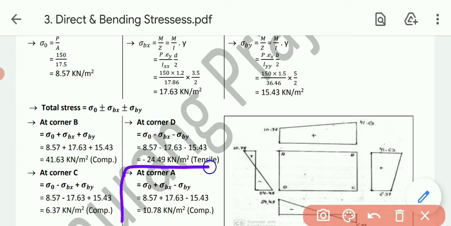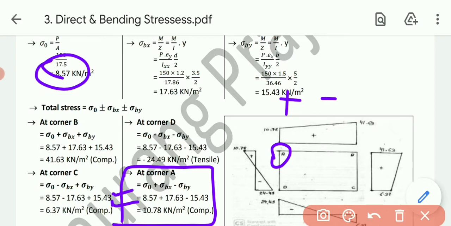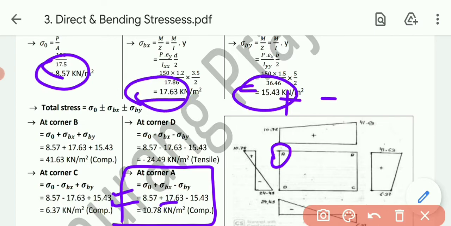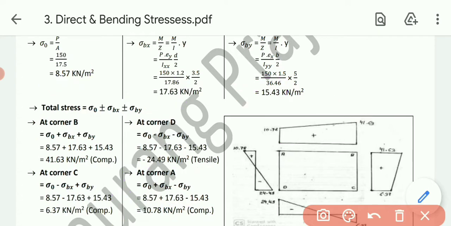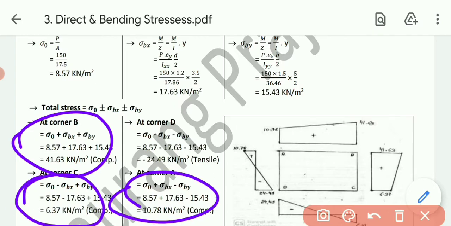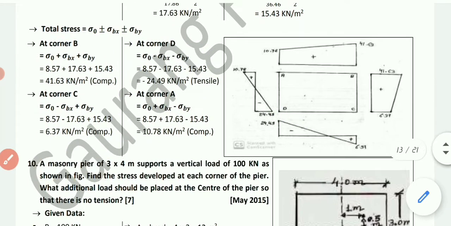And lastly at corner A, that means fourth quadrant, plus minus. So the formula will be sigma 0 plus sigma bx minus sigma by. Sigma 0 is 8.57, sigma bx is 17.63, and sigma by is minus 15.43. I will get the answer 10.78 kilonewton per meter square, and as it is positive, it is compressive. Usually all these three stresses will be compressive, normally in 99% of cases, while at corner D, the third quadrant, it is always negative. Now we need to draw this sketch.